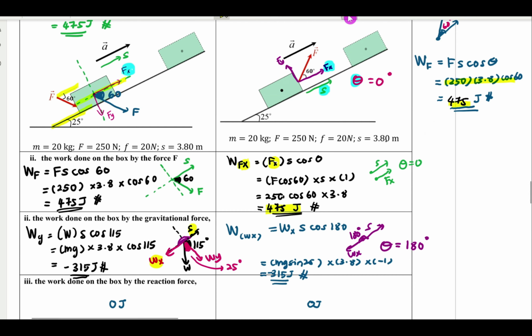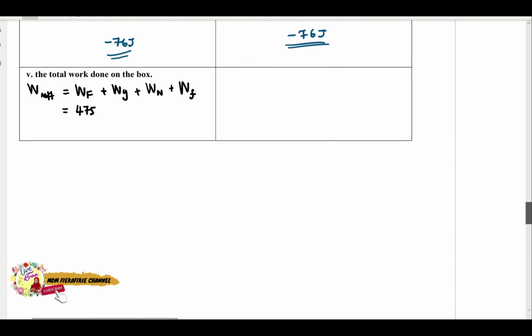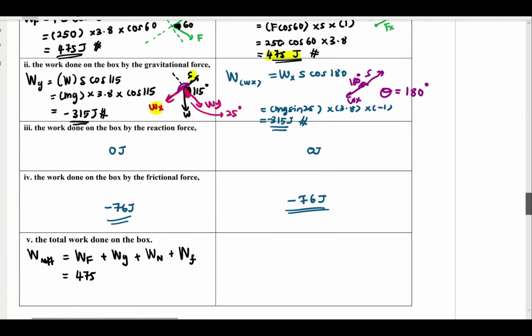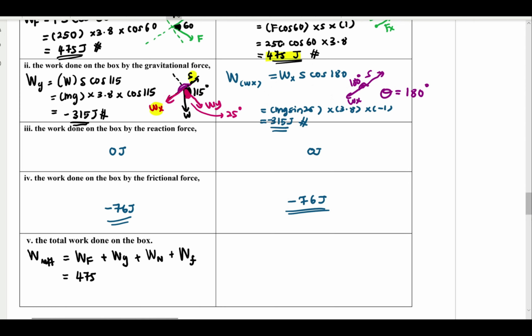Alright? That's mean when we calculate, the total work done should be 475 plus negative 315 plus 0 plus negative 76. Okay? So, you akan dapat kat sini 84 joule. Sama jugalah. Kat sini pun dia akan dapat sama sebab the work done by the external force WF ni, kita dah kira dah dekat sini tadi pun sama. Sebab angle dia sama kan.